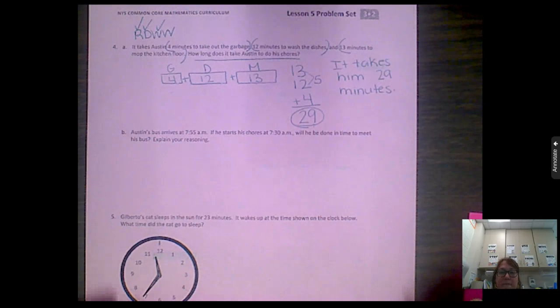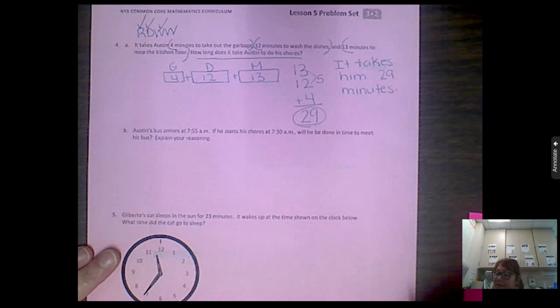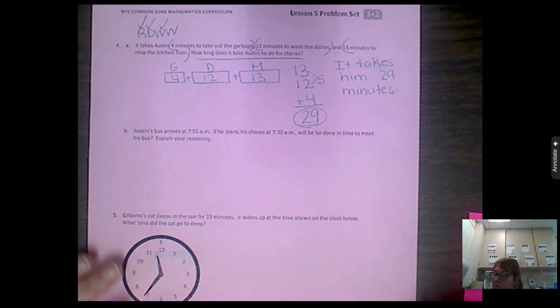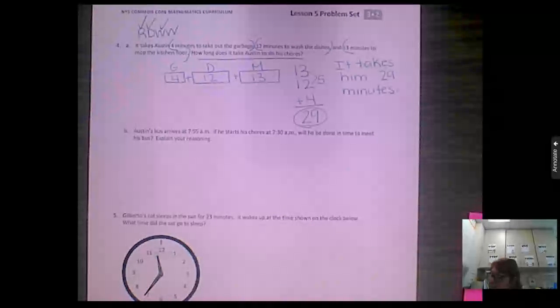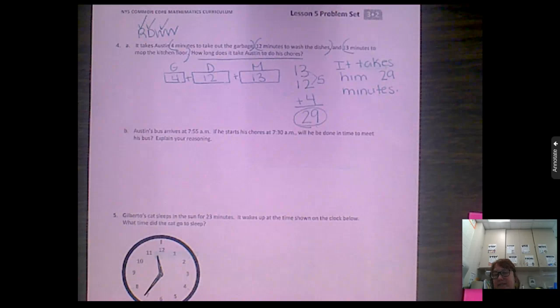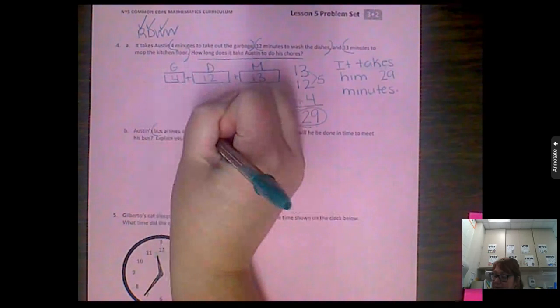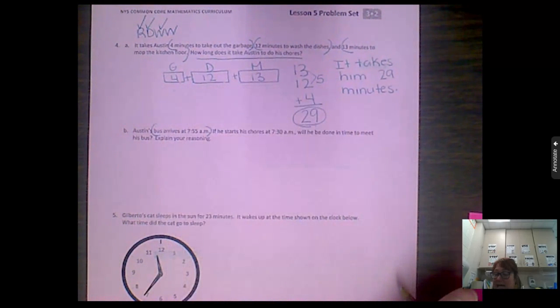Okay? All right, look at B. Austin's bus arrives at 7:55 a.m. If he starts his chores at 7:30 a.m., will he be done in time to meet his bus? Explain your reasoning. This makes me think of what we did yesterday with the start, elapsed, and end. Does that make you think of that? Because we know a starting time and we know the ending time, or the time that his bus arrives. So the bus arrives at 7:55, so that would be the ending time.